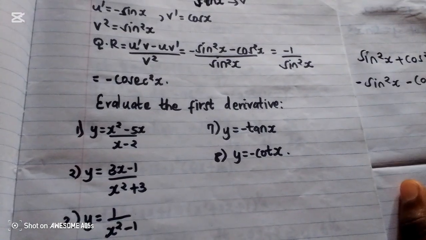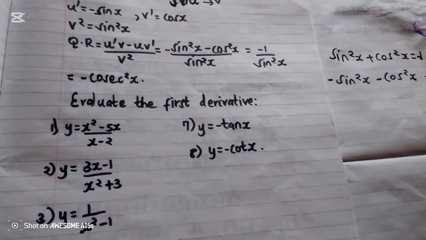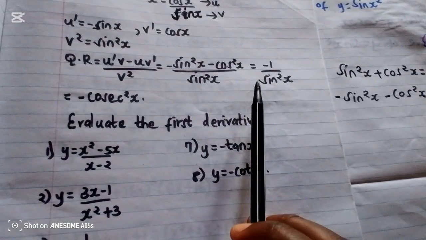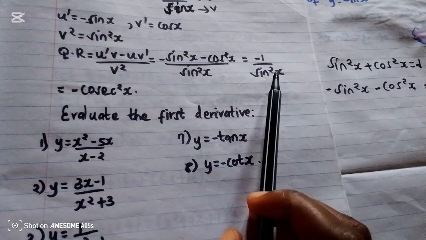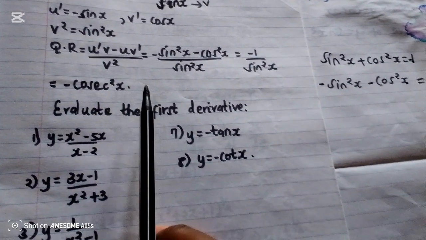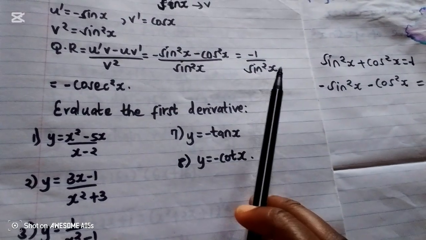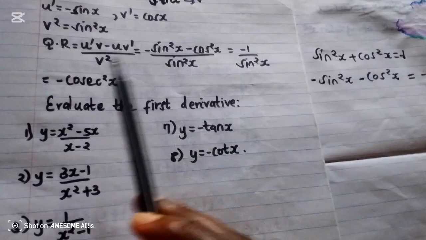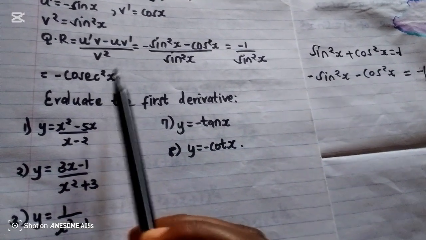After that, we got negative 1 over sin squared x. 1 over sin squared x is csc squared x. So because of the negative, we'll have negative csc squared x.